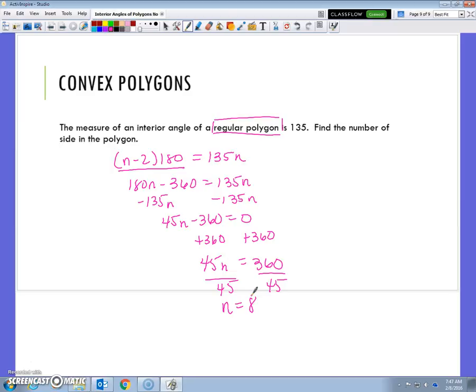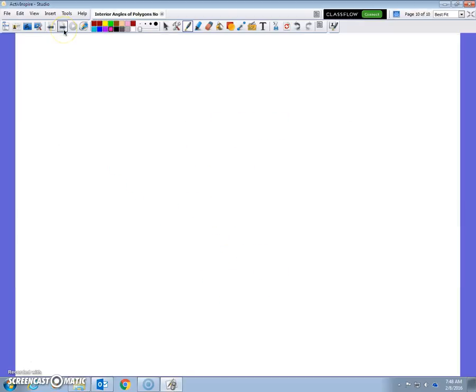One more time, let me explain that again. This represents the total number of degrees in the polygon. The reason I can take 135 times n is because it says it's a regular polygon. Each angle is worth 135 times however many sides there are. So that's where I'm getting my equation from. This is the relationship between the 135 and the number of vertices. Okay, and so if I have an 8-sided figure and it's regular, I must have a regular octagon. All right, that's it for today.